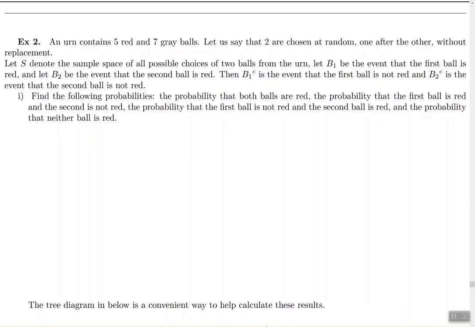Before you continue watching this video, please pause right now and read this small paragraph and try to decipher what's going on in this example.